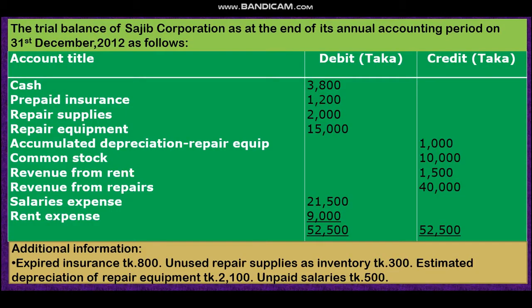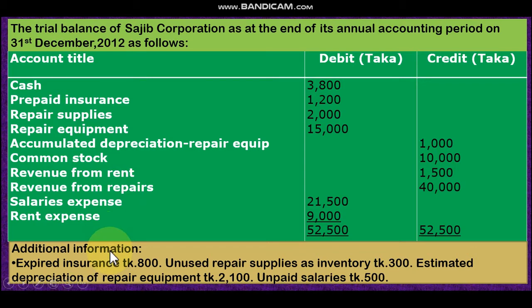Dear student, this is a trial balance. It is given in the question. Look at some assets and liabilities. The information given here: cash, prepaid insurance, repair supplies, equipment, accumulated depreciation, common stock, revenue, salaries. We have to prepare a worksheet from this statement. There is some adjustment also.